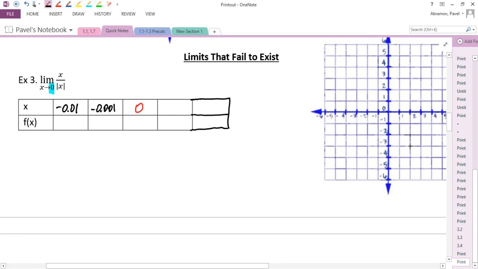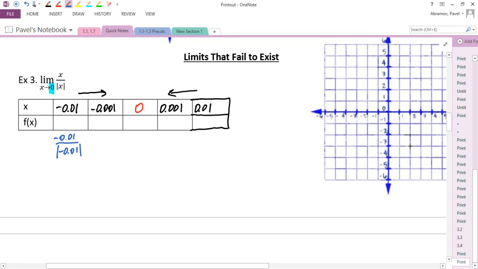And on the right side, it's going to be 0.01, 0.001. And so on. So we're approaching this 0 from the left side and from the right side. So when we substitute these numbers into our function, we'll have negative 0.01 over the absolute value of negative 0.01.